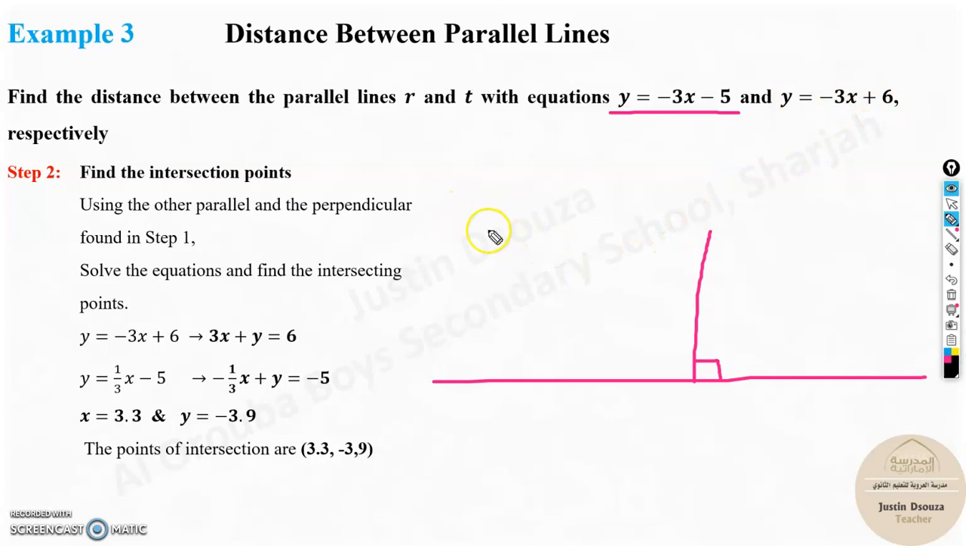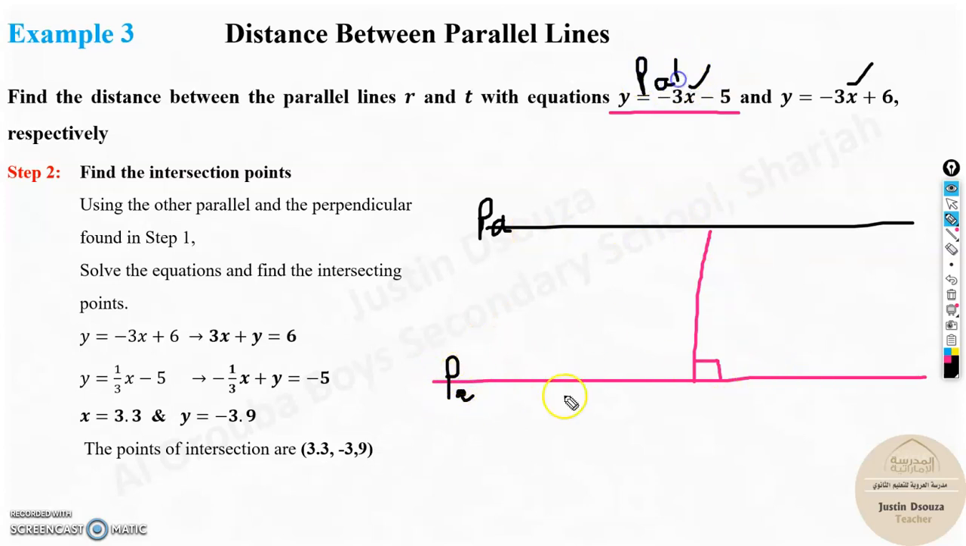Now there is one more parallel line. See, this and this are parallel. So I'll write PA over here, PA parallel. So now we know these both, but we already used this particular equation, PA1. And this is PA2. So we used PA1 to find the equation of this perpendicular line. Now we use PA2 to find the intersecting point over here, any point, okay?